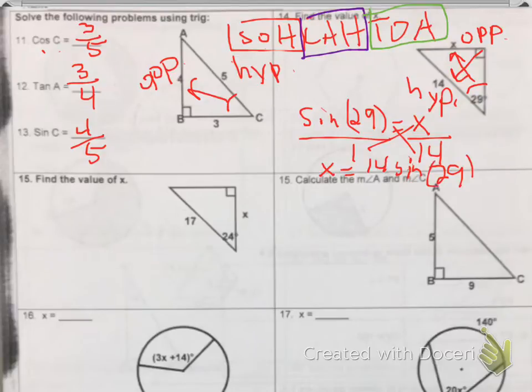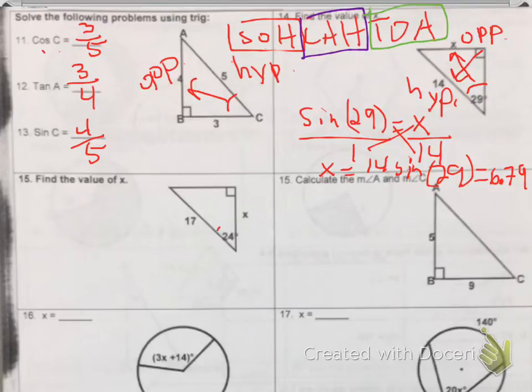And that's the way you're going to plug it in your calculator, and make sure your calculator is in degrees when you do this. So 14 times sine of 29 gives you 6.79. All right, so that's how you do that problem. And pretty much the rest are kind of like this.